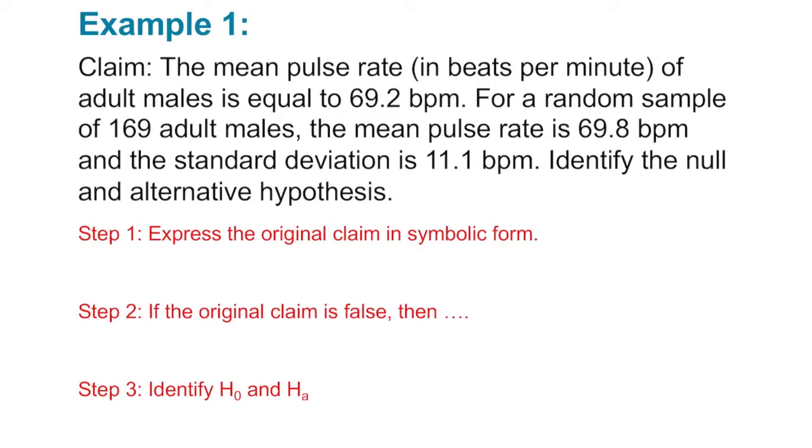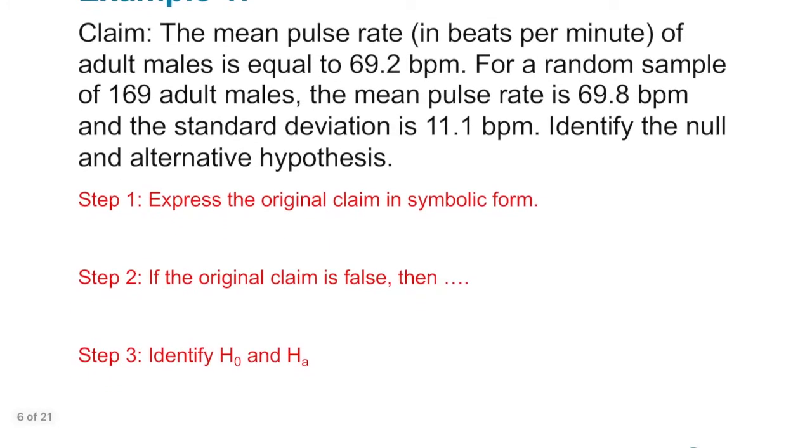Example 1. The mean pulse rate in beats per minute of adult males is equal to 69.2. For a random sample of 169 adult males, the mean pulse rate is 69.8 and the standard deviation is 11.1. Identify the null and the alternative hypothesis. So in this question, they want me to identify the H0 and HA. In order to identify H0 and HA, we need to follow these three steps.